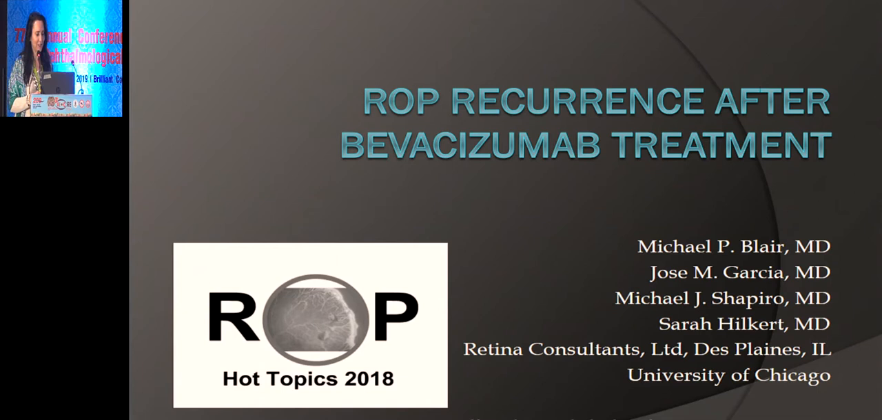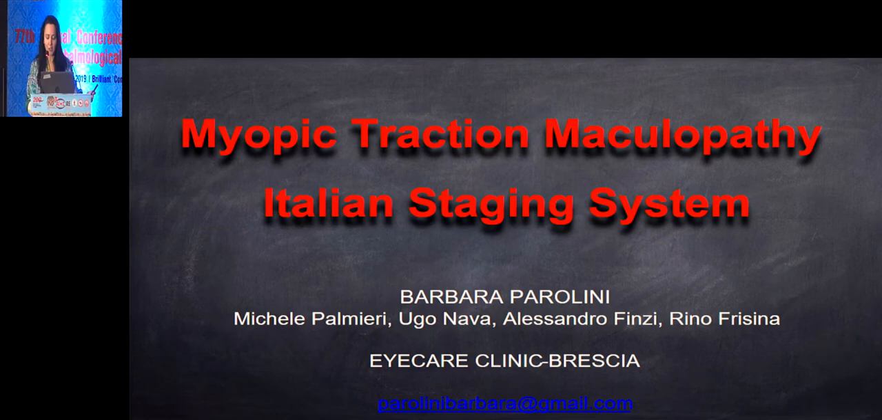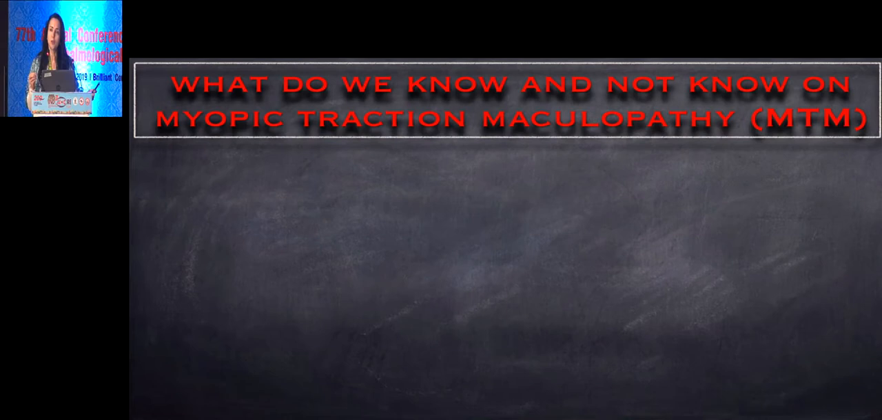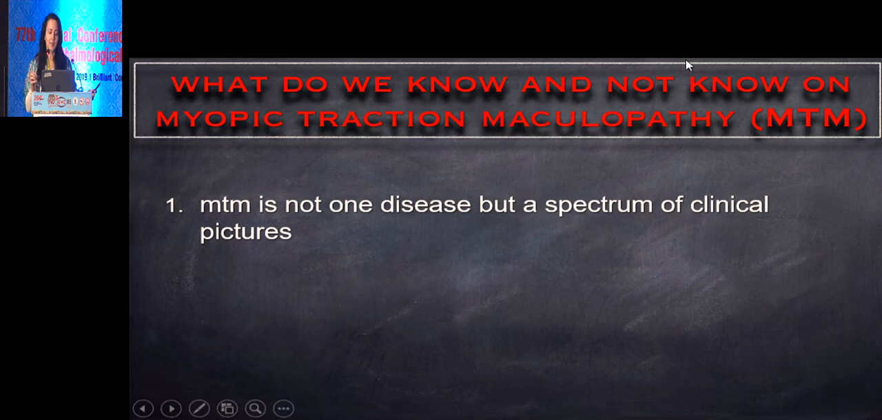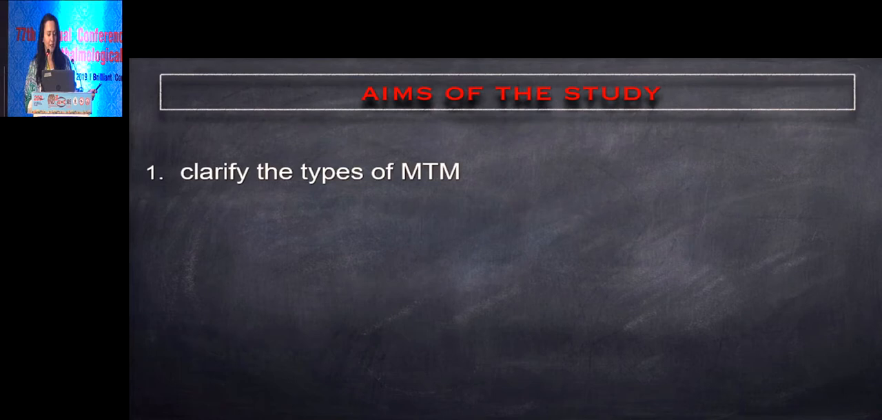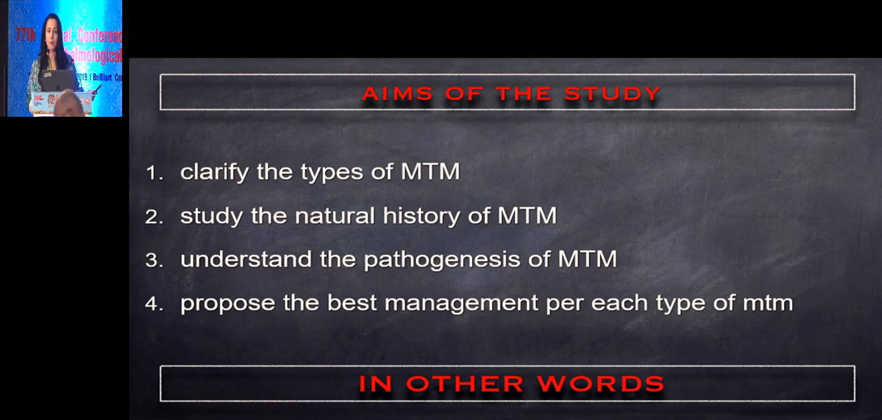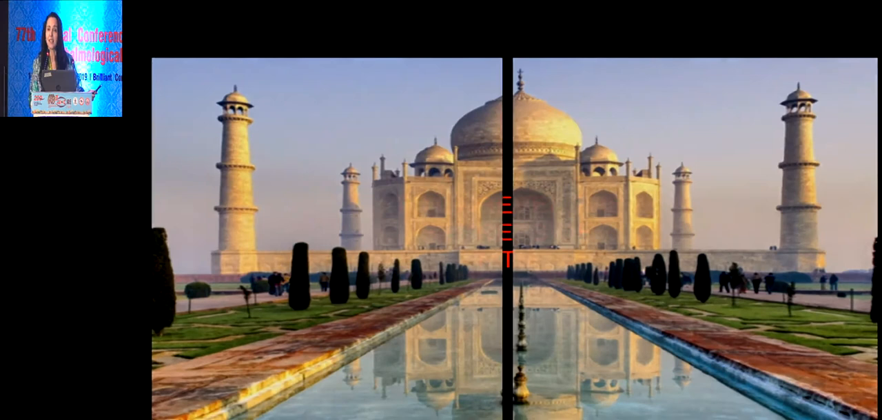Okay, that was me in 2008 when I was invited in Madhya Pradesh. So I would like to interact with you about myopic traction maculopathy and a new staging system that I am proposing. So what do we know and what don't we know about myopic traction maculopathy? It is not one disease, but a spectrum of clinical pictures. There is no complete classification at the moment, nor consensus on the management. So the aims of my study were to first clarify all the types of MTM, and I'm going to ask you them at the end of the talk, study the natural history of MTM, understand the pathogenesis, and propose the best management for each type. So in other words, to unravel the secrets of MTM.